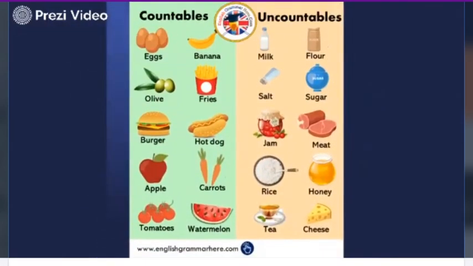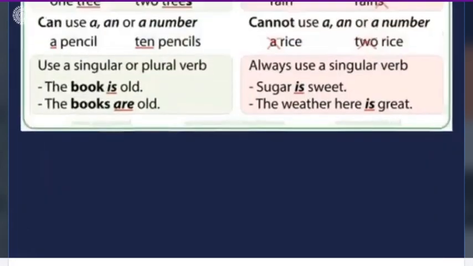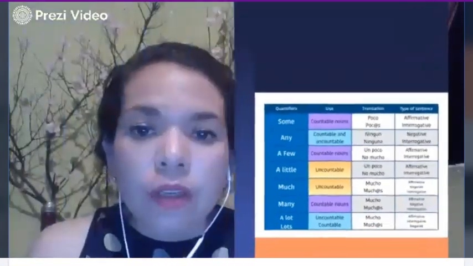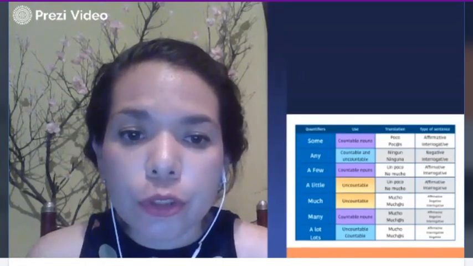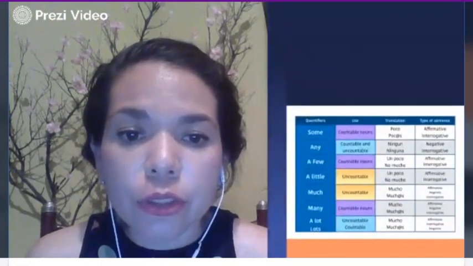Now, here are some examples that you can find on your fridge. Eggs, olives, burger, apple, tomatoes, watermelon, carrots, hot dogs, fries, and bananas are countable. Milk, flour, salt, sugar, jam, meat, rice, honey, tea, and cheese are uncountable. Now, for using countable and uncountable nouns, it's very common that we use quantifiers. I'm going to show you the quantifiers that we are going to need.